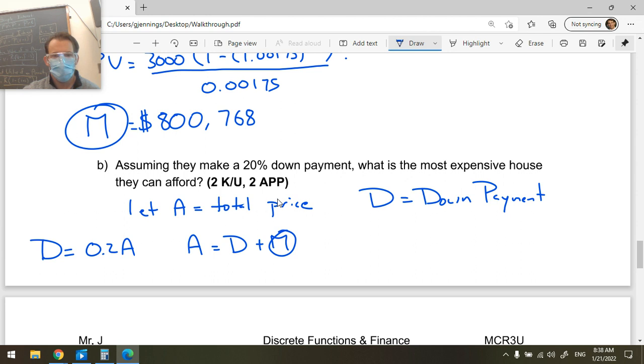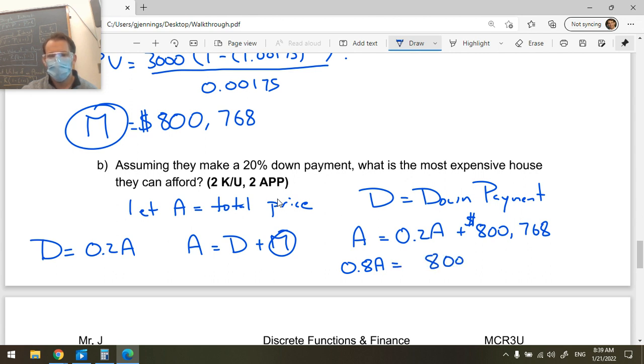Okay, so let's see what that is. Let's sub in for A. A, the total price, equals 0.2A plus 800,768. I'm doing this the long way. I'm really not sure, but I'm just going to make some let statements and then put together formulas that I can understand and then manipulate them. So here I'm going to subtract 0.2A from both sides. So then I get 0.8A equals 800,768. Okay. That's when I subtract 0.2A from both sides.